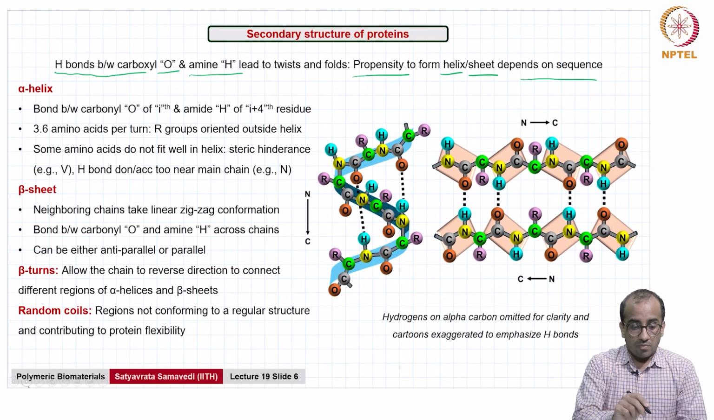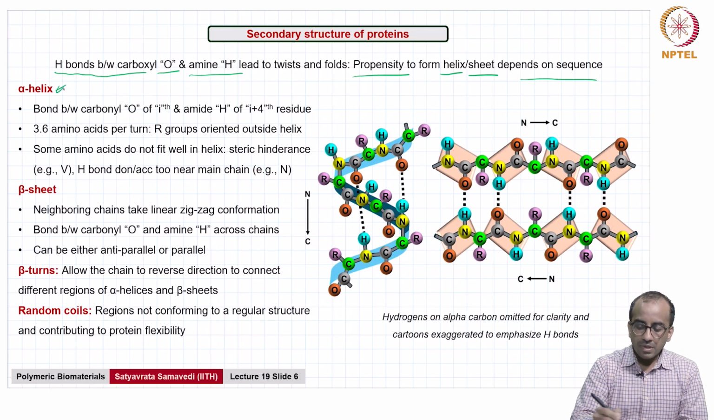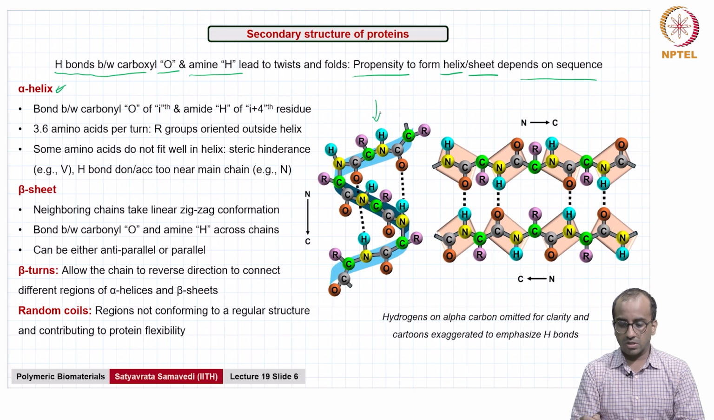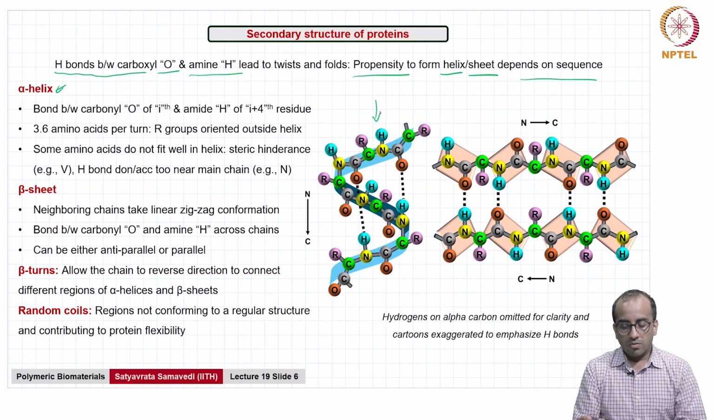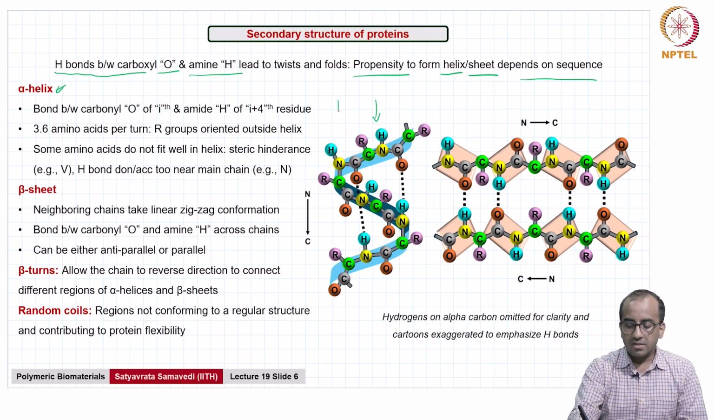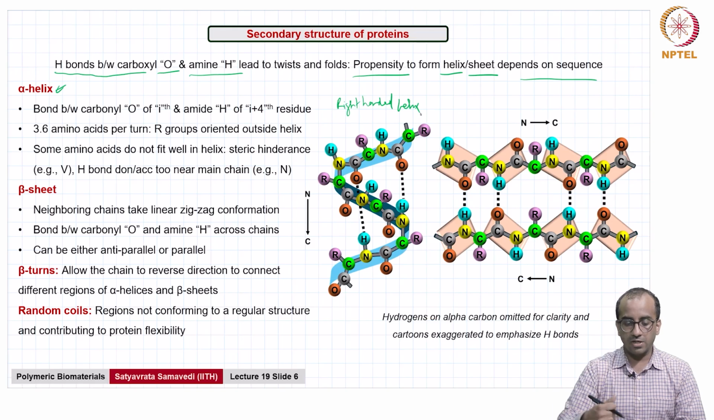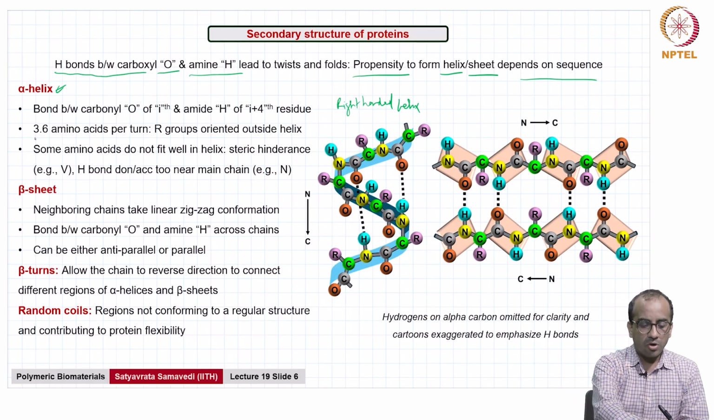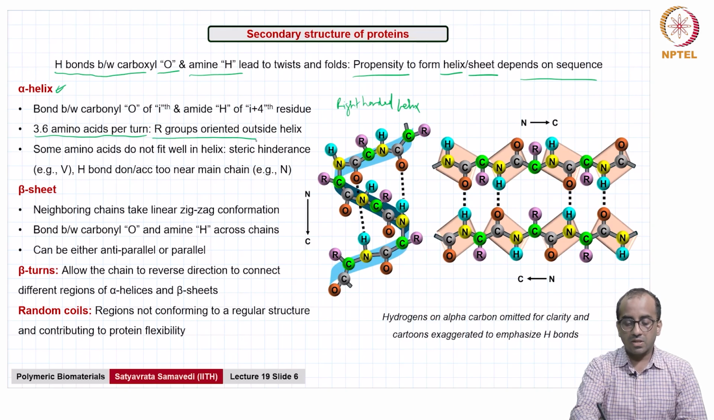So, you can first have the alpha helix, where the picture here shows what one part of an alpha helix will look like. So, this is characterized as a right-handed helix. A right-handed helix will have this kind of an orientation with 3.6 amino acids per turn, where all the R groups are oriented outside the helix.